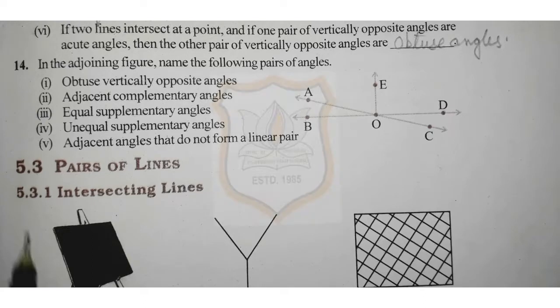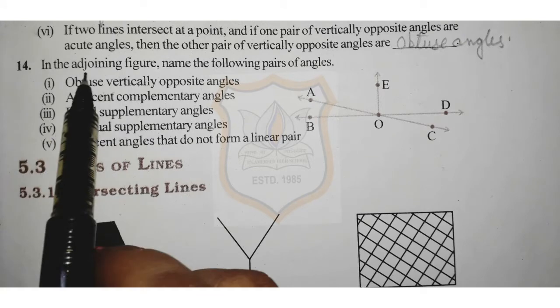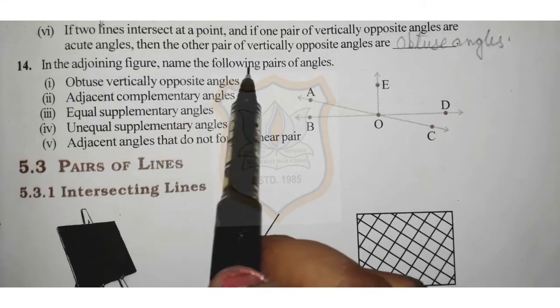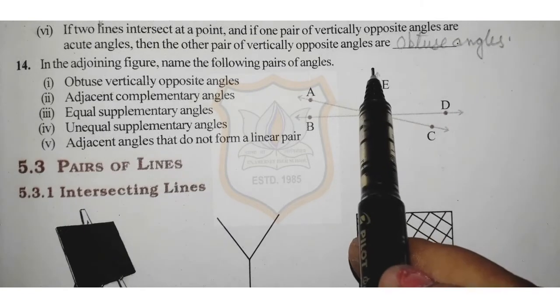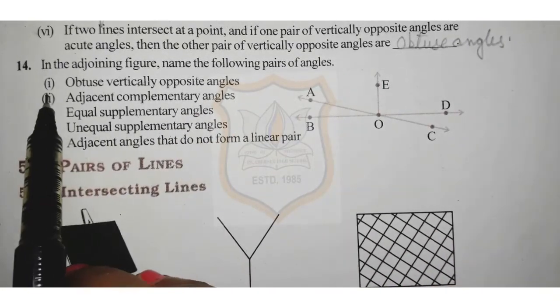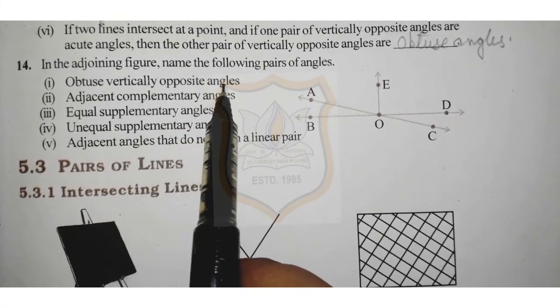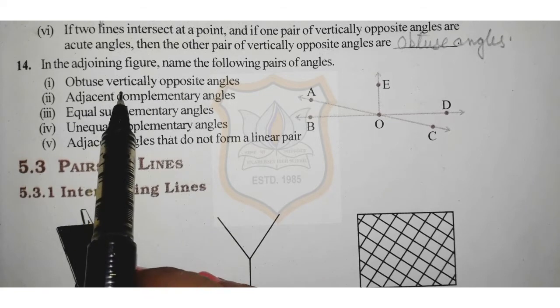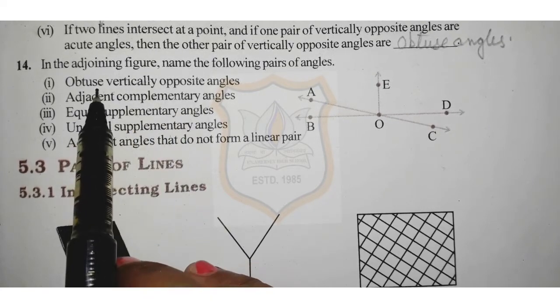Students, we will solve question number 14 of exercise 5.1. In the adjoining figure, name the following pairs of angles. This is the figure. You have to name the following pairs of angles. First one is obtuse vertically opposite angles. It means you have to tell vertically opposite angles, but they should be obtuse.